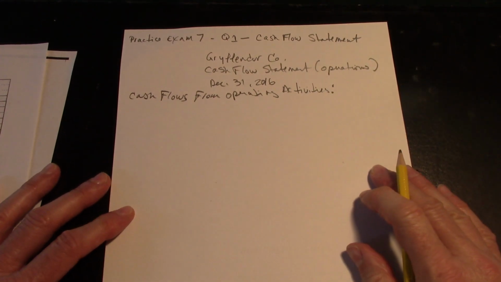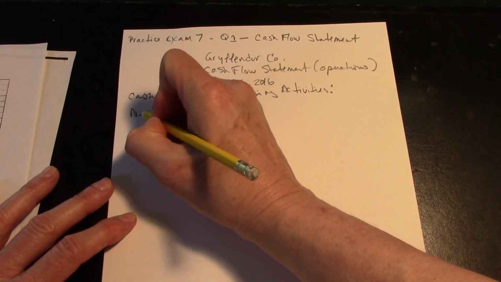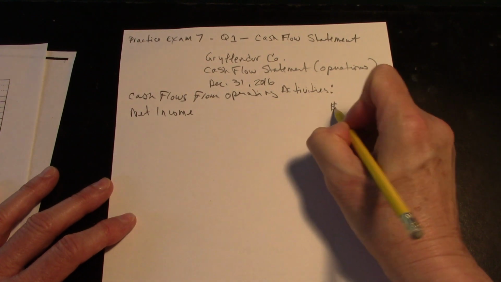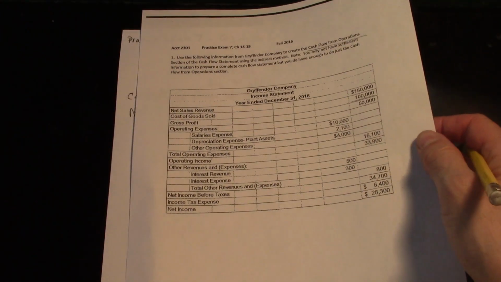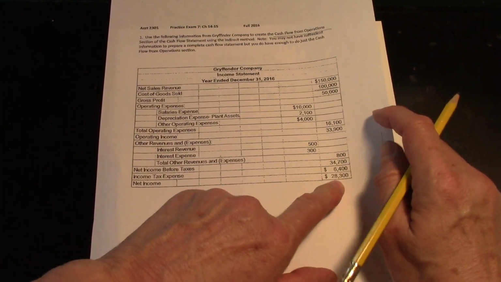Alright, and so then we start with the net income, right? So you just start with net income, and that's pretty easy. You just go to the income statement and you find it. It's always the bottom line, $28,300.